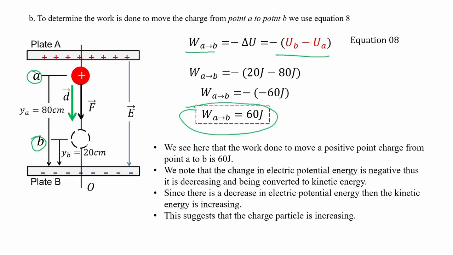We note that the change in electric potential energy is negative, thus it is decreasing and being converted to kinetic energy. Since there is a decrease in electric potential energy, then the kinetic energy is increasing. This suggests that the charged particle is speeding up.